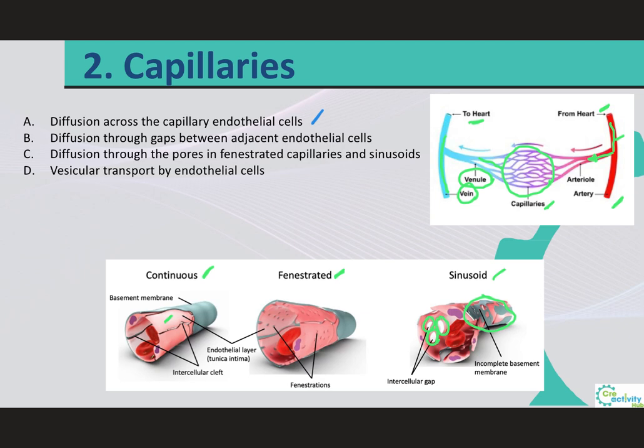Then we have diffusion through these gaps between the adjacent endothelial cells, and this will occur in all types of capillaries. As we can see, even the continuous will have a space which is called the intercellular cleft. And through these spaces, we're going to have water and small solutes, and we're also going to be able to have larger solutes passing through the sinusoids because they do have bigger spaces between the endothelial cells.